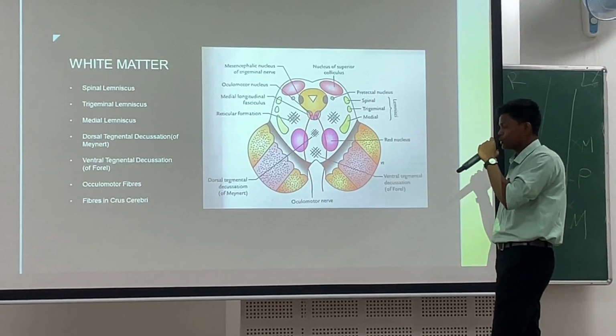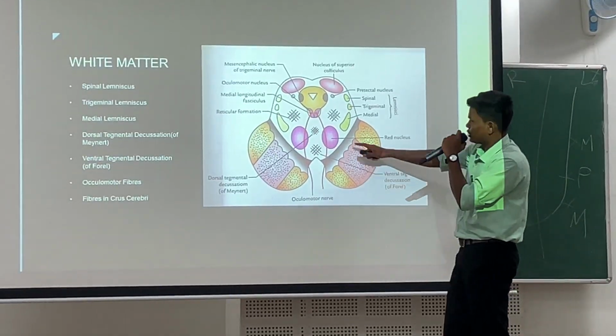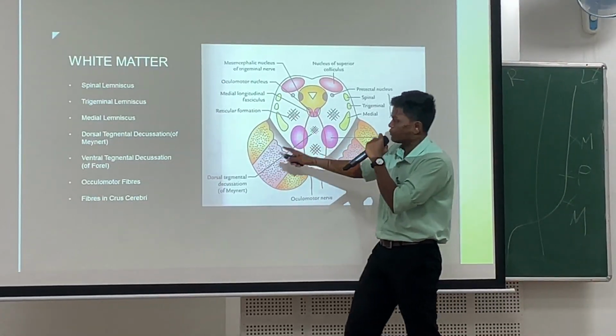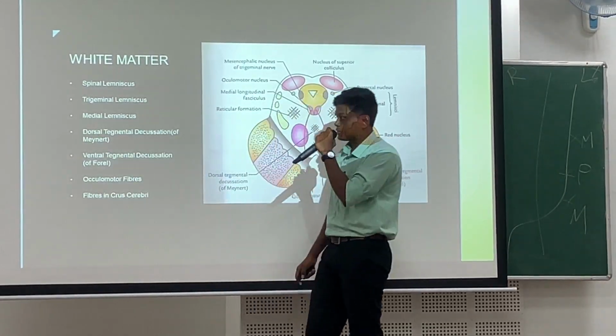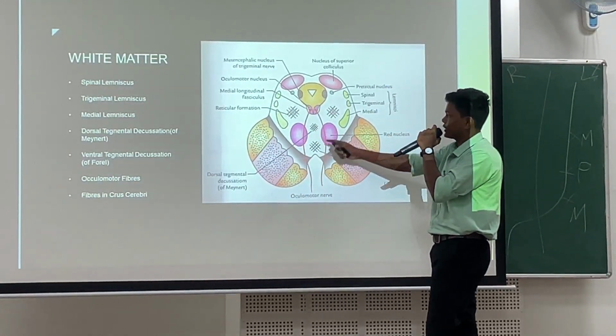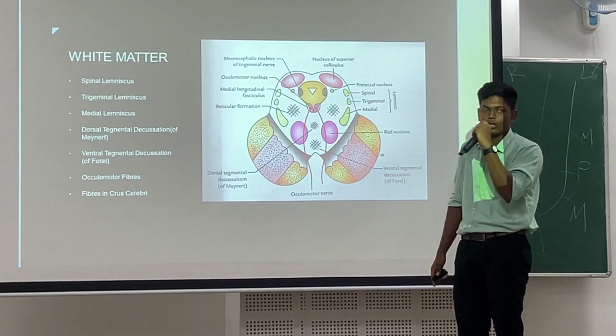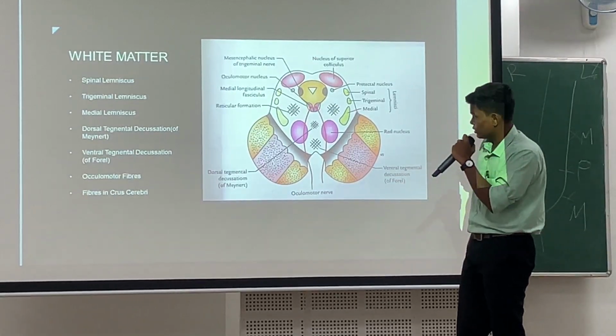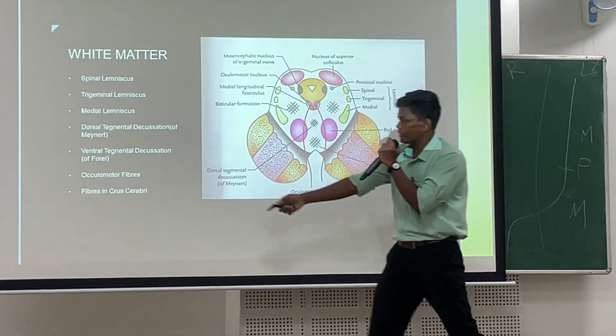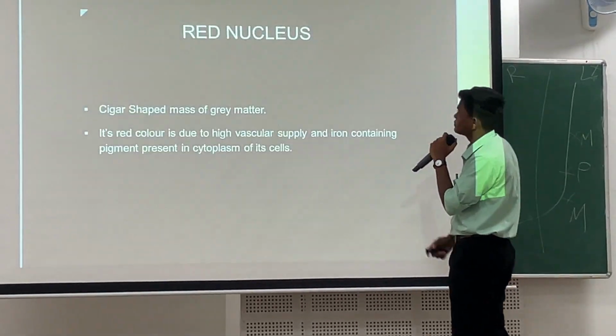So the ventral tegmental decussation is here, which receives the rubrospinal fibers, and the dorsal tegmental decussation is also called the fountain of Meynert. From this, tectospinal and tectobulbar fibers are seen. Then the oculomotor fibers and the fibers of the crus cerebri.